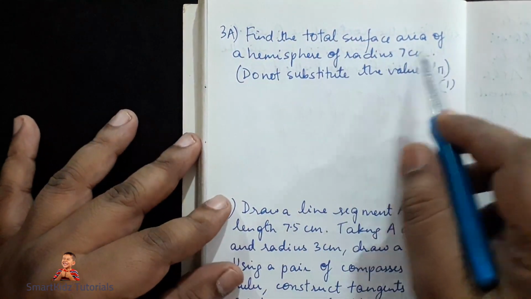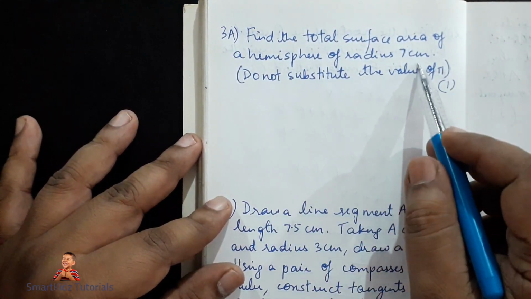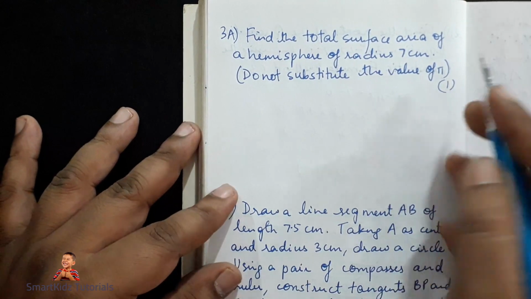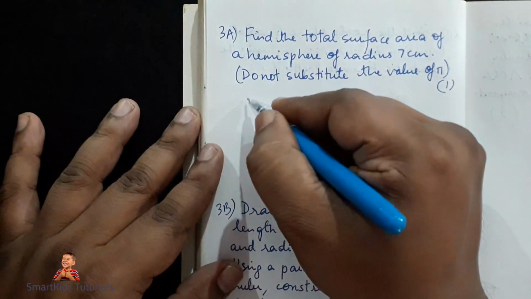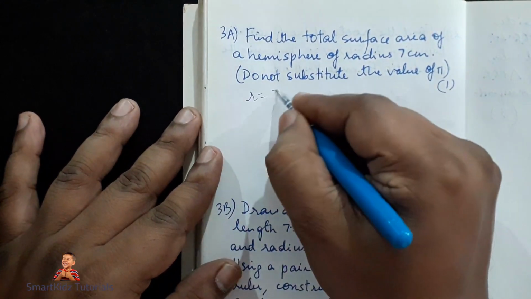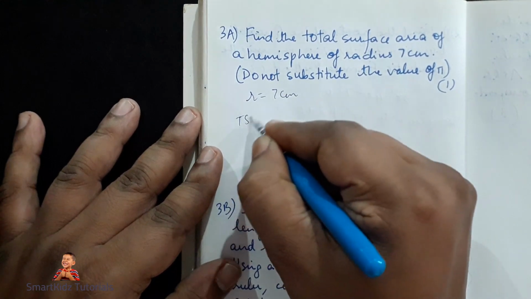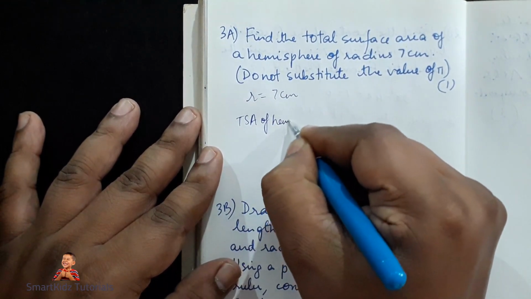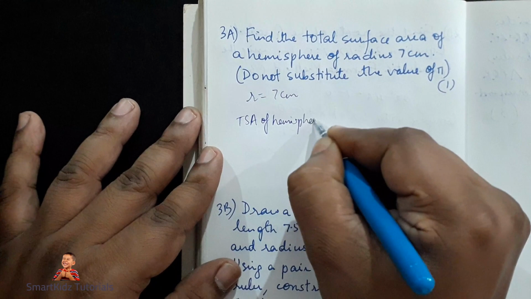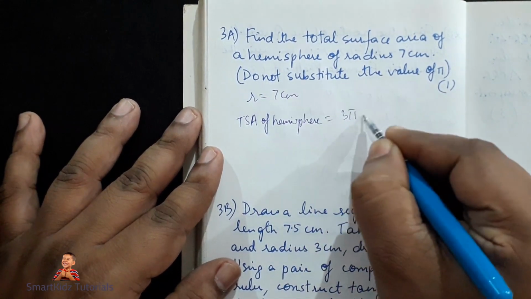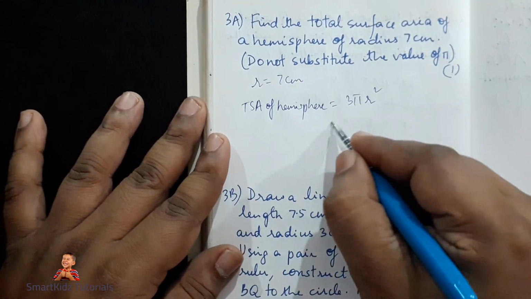3a, find the total surface area of a hemisphere of radius 7 cm. Do not substitute the value of pi. This is for 1 mark. R is given equal to 7 cm. So total surface area of hemisphere is equal to 3 pi r square.